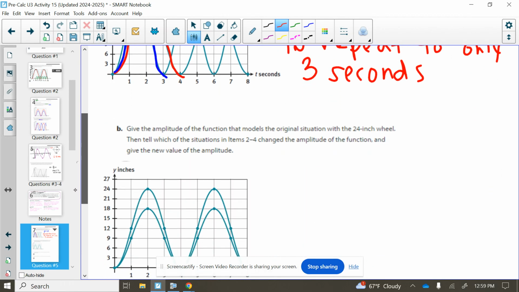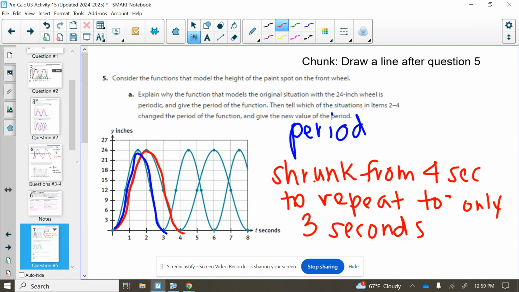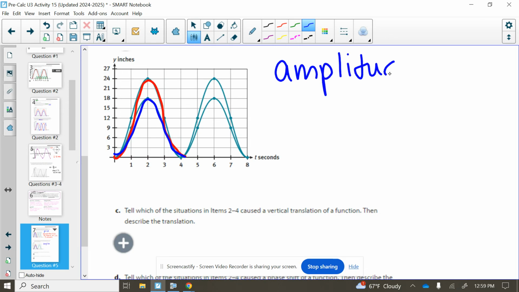Now graph number 2 that shrunk the overall height. We had that original height that was up at 24, and there was one of these examples that we said shrunk our wheel down to only being 18. What this one changed was the amplitude. And the reason being, the height shrunk down as well.